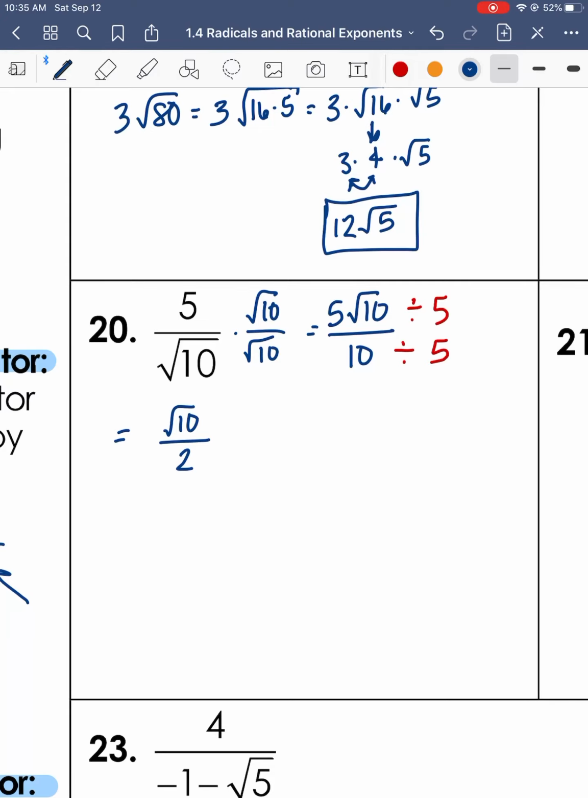And root 10 cannot be simplified anymore. It doesn't have any factors that are perfect squares. So that's our final answer there.